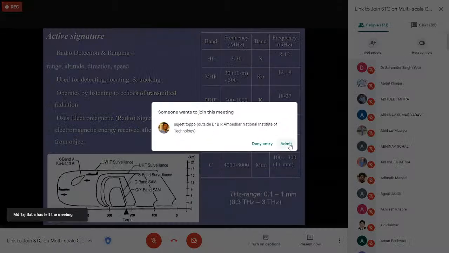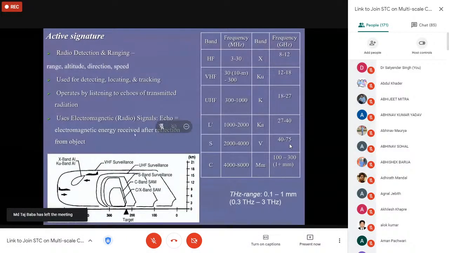So echo is the electromagnetic energy received after reflection from the object, which is called the echo, or also the scatter. So scatter or echo is the reflection from the object.